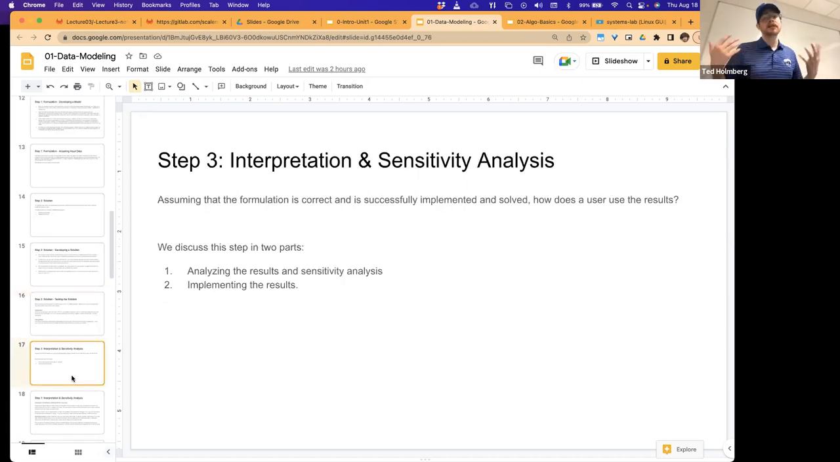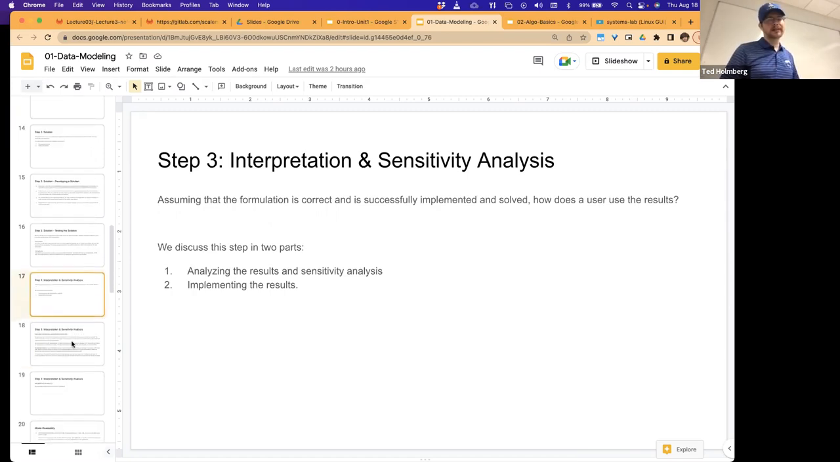And then finally, you have the interpretation, which is, assuming the formulation is correct and successfully implemented and solved, how does the user use the results? With recipes, this doesn't make so much sense, but for other things that are more abstract in general, there's an interpretability there. How do you translate what your output is back into the thing it's supposed to represent? So when I was first talking about natural languages and how you're parsing my words back into concepts, that's the interpretability step.